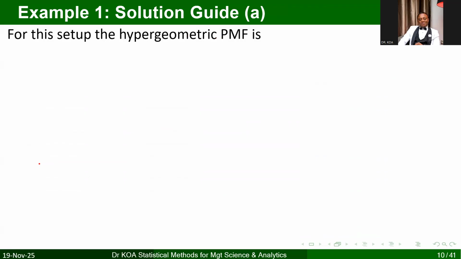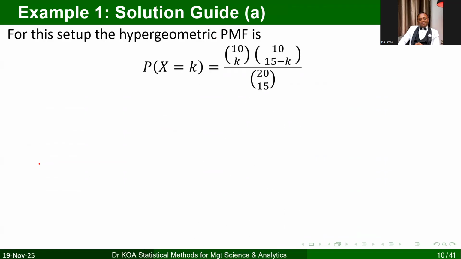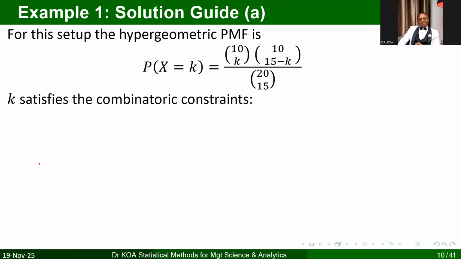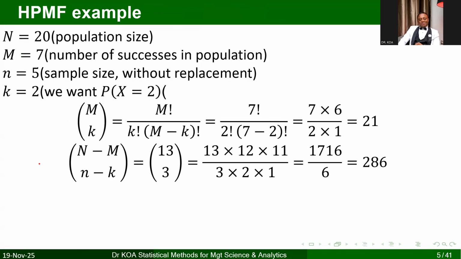So you have this hypergeometric probability mass function like this. You substitute everything, but here is the thing: we don't have the k yet, but we know that k also satisfies combinatorics constraints. What does that mean? Whenever you are calculating these, you calculate them using combinations. You remember? Yes. And you remember that there was a potential maximum value that we gave. Let me recapitulate a bit.